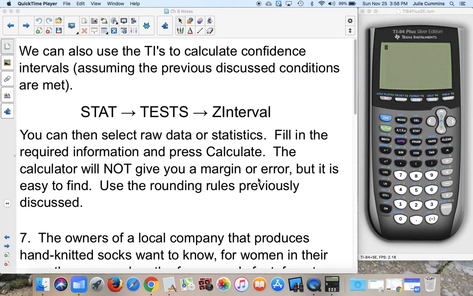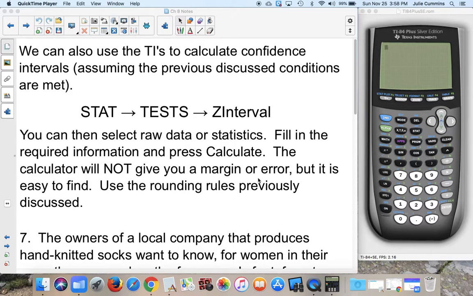Okay, today we're going to talk about how to use the calculators to construct our confidence intervals. Assuming all the conditions that we discussed yesterday are met as far as simple random sample and a sample size, and remember we have sigma known in this, we can use the calculator to do this.